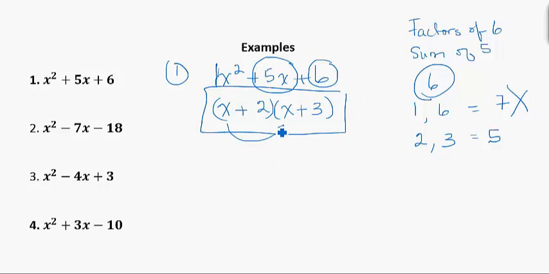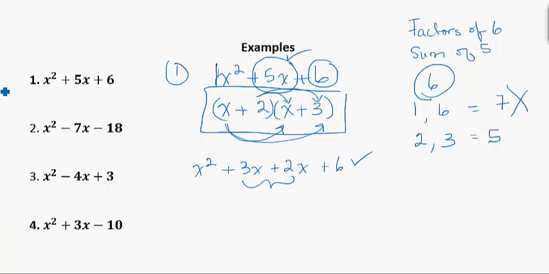To check that, we can distribute. x times x is x squared. x times 3 is 3x. 2 times x is 2x. And then 2 times 3 is 6. Combine our like terms, we do get 5x, so we know our answer is correct.